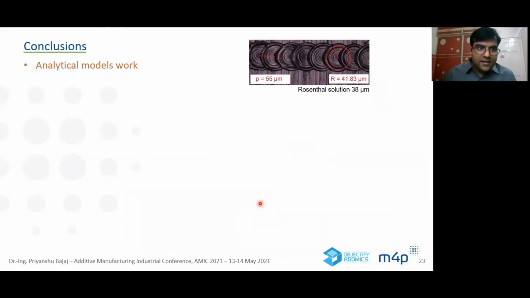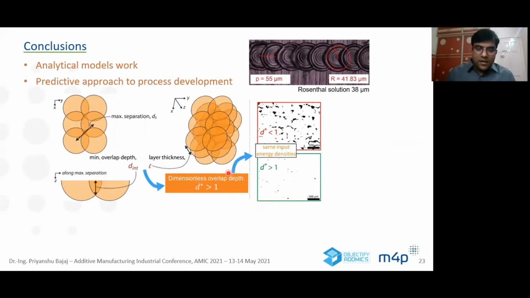So concluding, finally, analytical models do work. They give you not a very precise, but a relatively good estimation of the melt pool size. You can use this melt pool size in a model to calculate D star, and just keep in mind D star greater than 1. And when you keep D star greater than 1, you will have a nice dense component. Of course, you can include certain factors of safety, so you can keep 1.3, 1.5, or whatever works for your material, because there is an error coming largely from laser absorptivity.